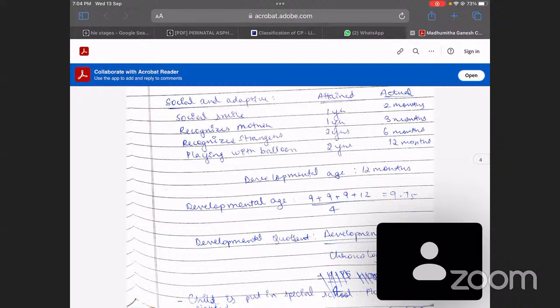So that unfavors CP. CP is always a static problem where your developmental quotient remains static. In this case, the DQ is static, so it also favors your CP. Okay, then you can go for it.